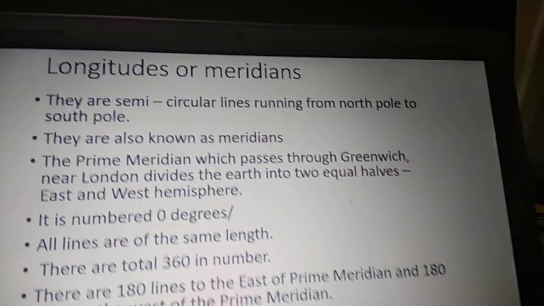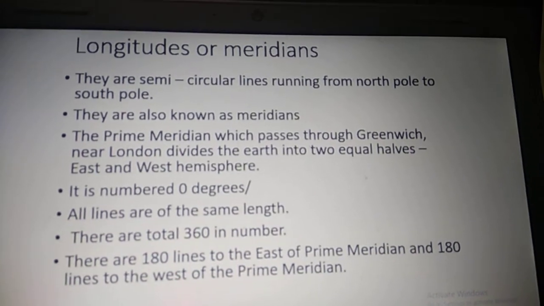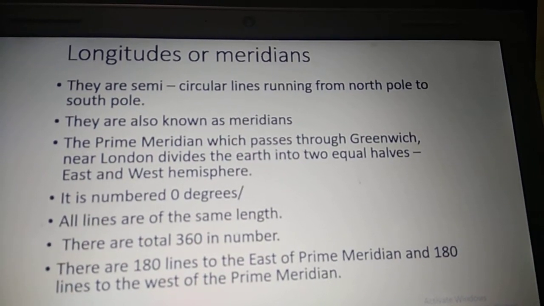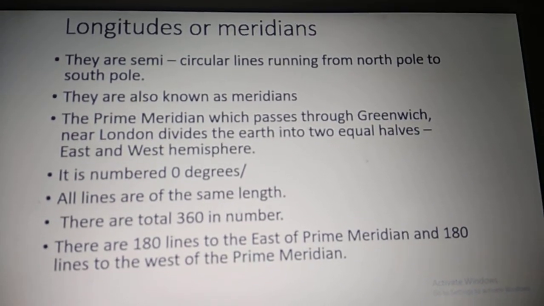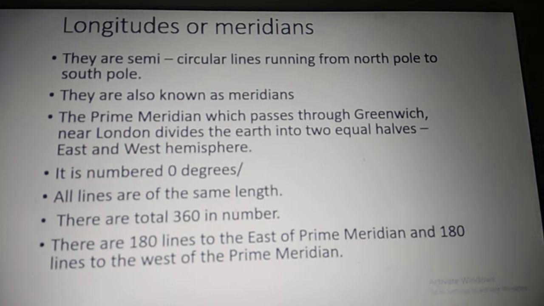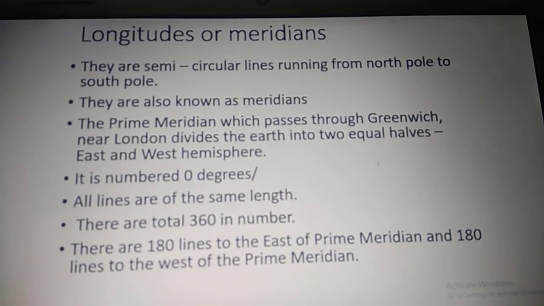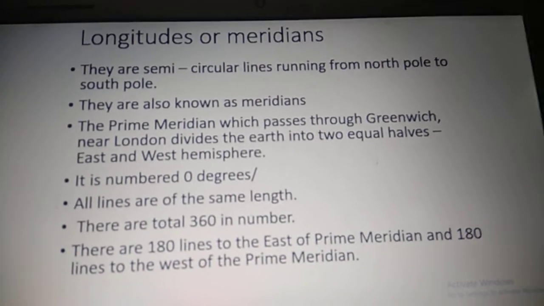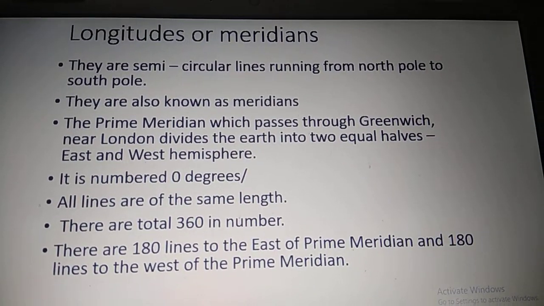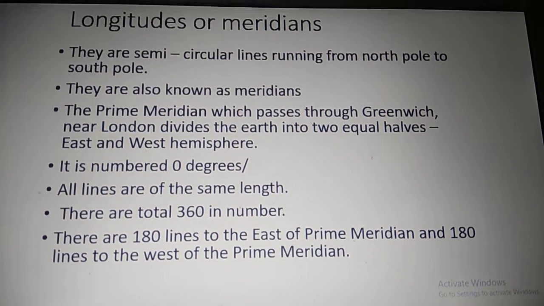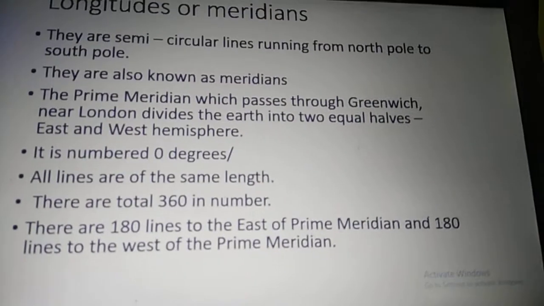Children, the other lines that we draw on the globe are called longitudes or meridians. Now what are they? They are semicircular lines running from North Pole to South Pole. As I told you, they are also called meridians, and the prime meridian, which passes through Greenwich near London, divides the earth into two equal halves, east and west hemisphere, and it is numbered. The prime meridian's starting number is 0. All the lines are of the same length, and they are 360 in number: 180 lines in the east of the prime meridian and 180 lines in the west.